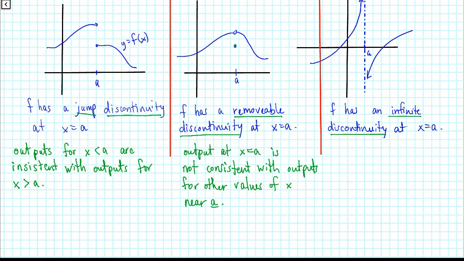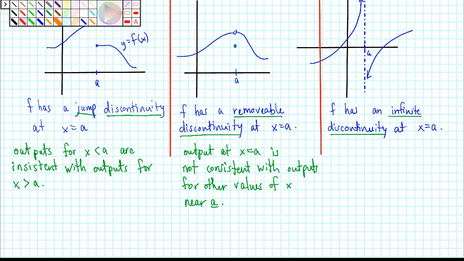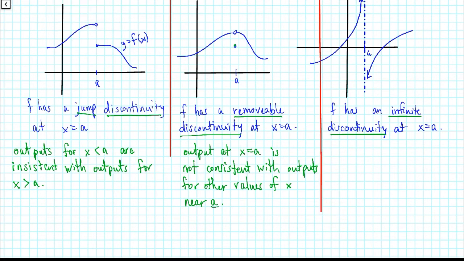Okay, and if we want to think about this informal notion of what the infinite discontinuity looks like, it might be that as x gets close to A, the outputs grow without bound. Let me say grow out of control, since we're being informal here.